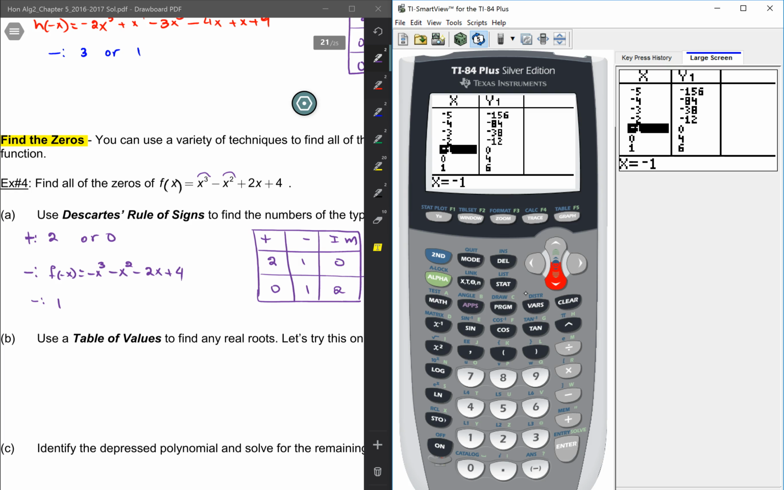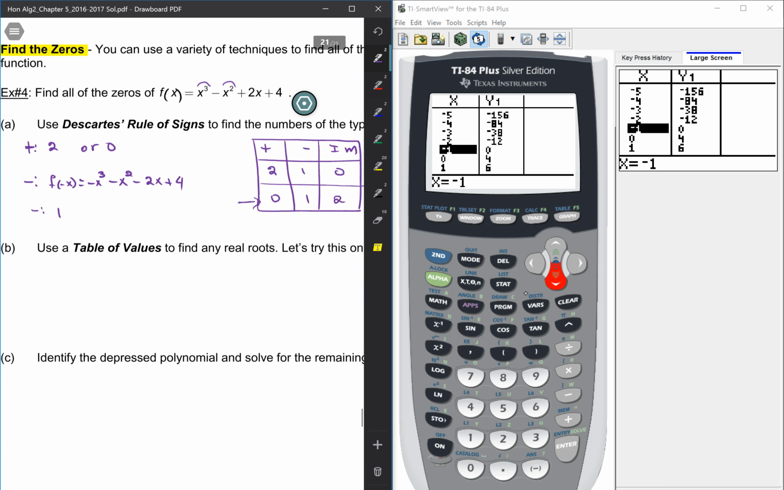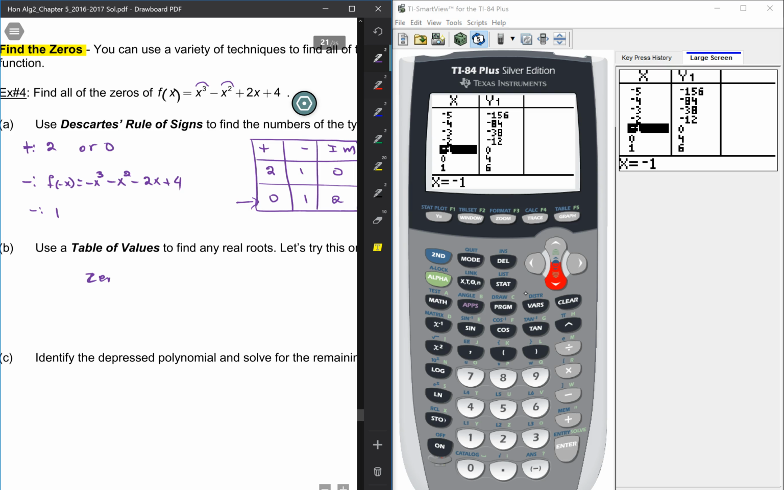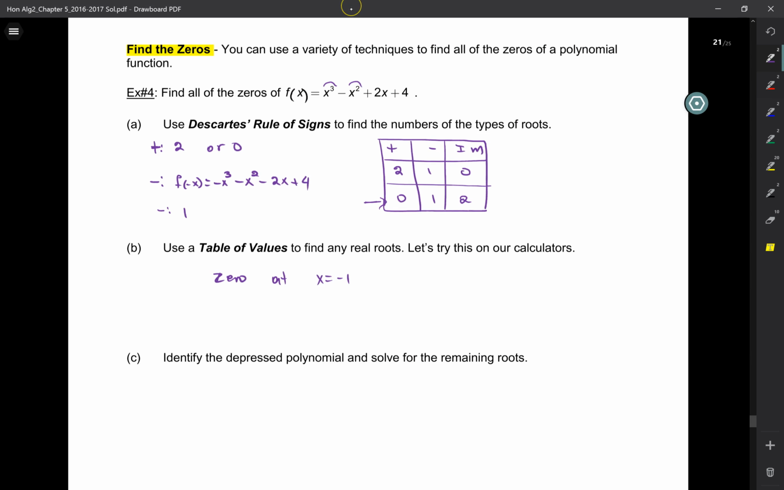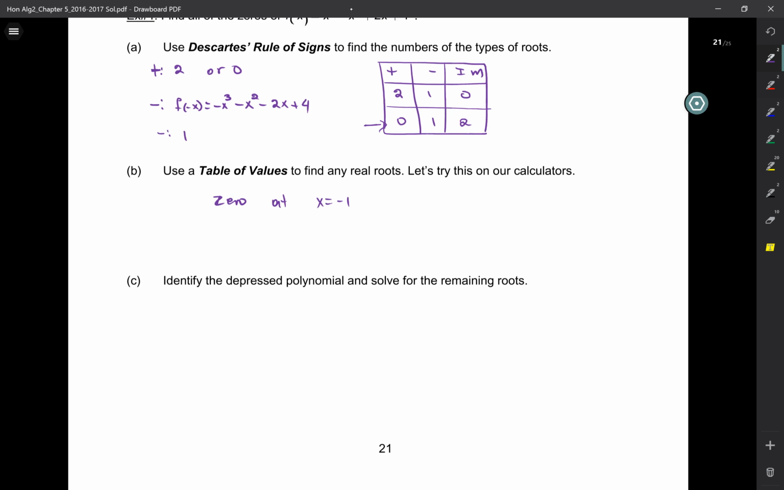That's a negative 0, right? And it doesn't look like there are any others. So it looks like it's going to be this option, right? And the rest of them are going to be imaginaries, right? So there is a 0 at x equals negative 1. Now, to do the rest manually, right? Because I now know that it's not going to be on the graph, okay? That means it must be imaginary. What we're going to do is identify the depressed polynomial. What does that mean? What process?